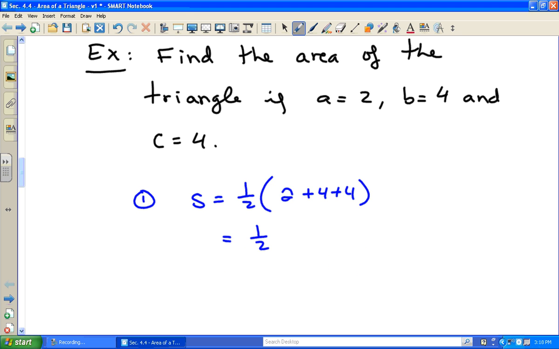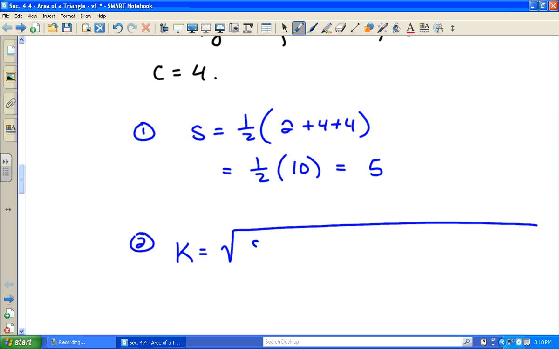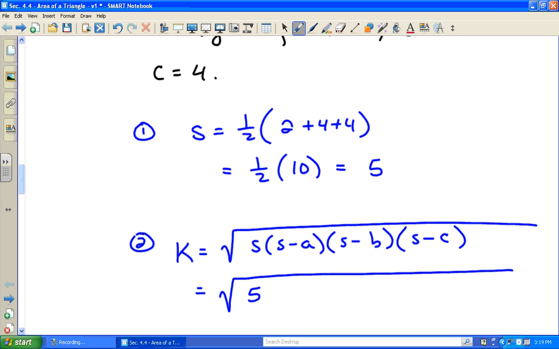Okay, so that's 1/2. 2 plus 4 is 6. 6 plus 4 is 10. So that's 1/2 of 10, which is 5. Okay, second of all, we can now go find the area. K equals the square root of s minus the first side, times s minus the second side, times s minus the third side. Okay, s we found out to be 5, and then we do 5 minus the first side. The first side was 2, and then we do 5 minus the second side, which was 4, and then we do 5 minus the third side, which was also 4.